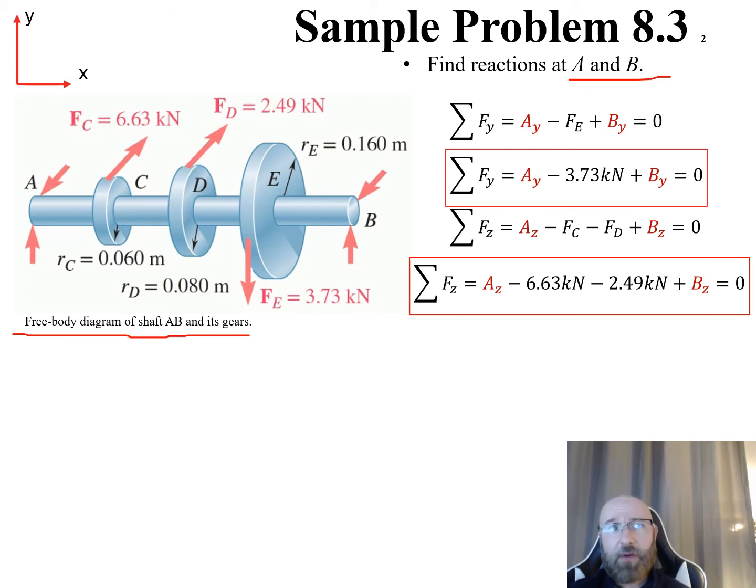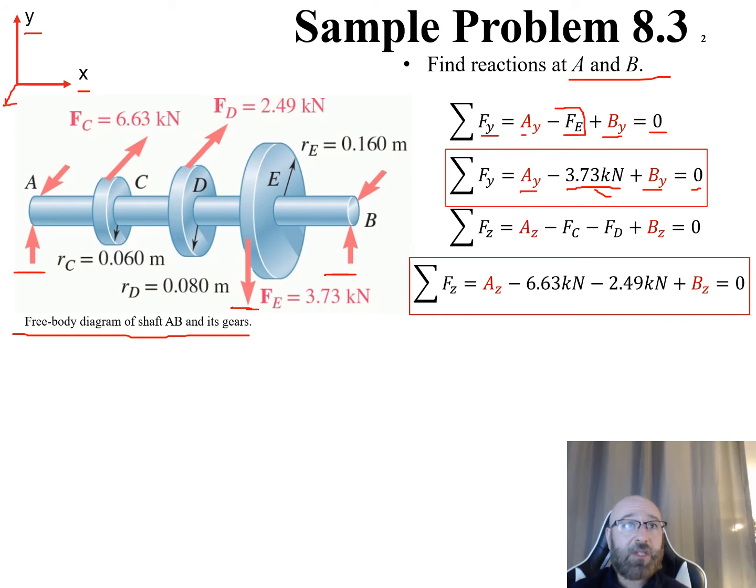So let's take a look at the Y direction first. My Y is positive going up, my X is positive going to the right. So what forces are acting in my Y direction? Well, I have my A sub Y, I have my B sub Y, and I also have this negative FE. So I say AY minus FE plus BY is equal to 0. I can rearrange this a little bit. I know my value for FE, so I can plug that in there. I say AY minus 3.73 kilonewtons plus BY is equal to 0. So I can move this over to the other side and say that AY plus BY is equal to 3.73 kilonewtons.